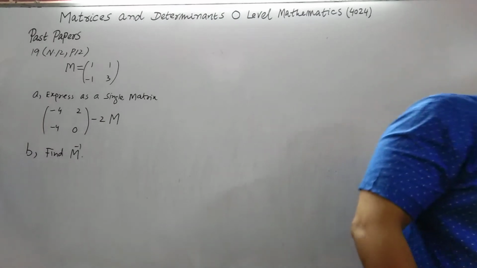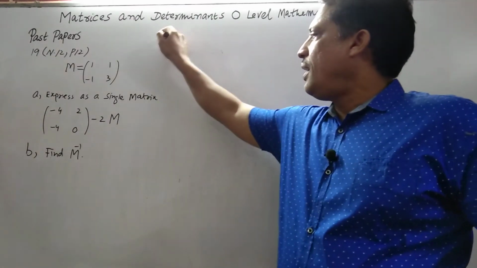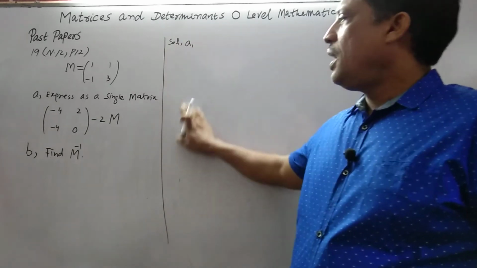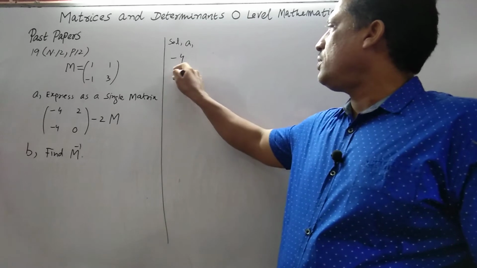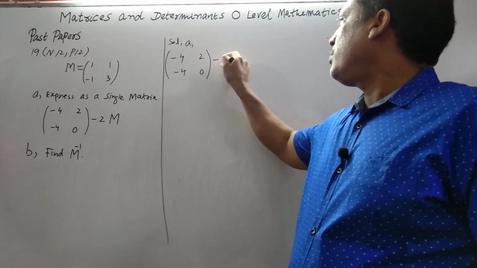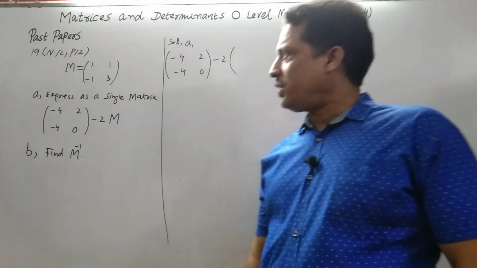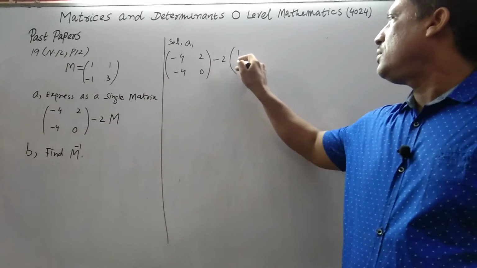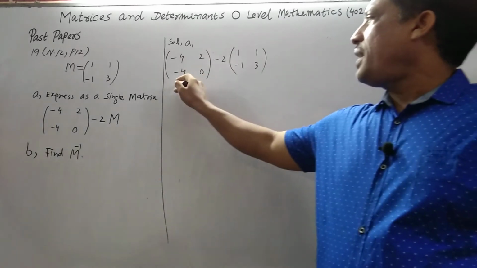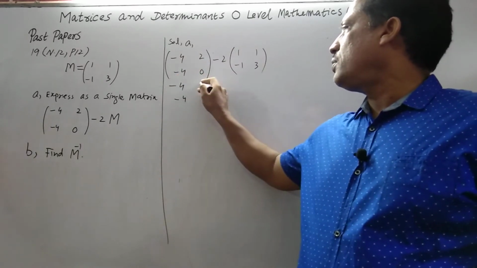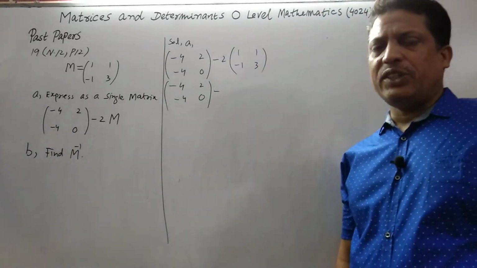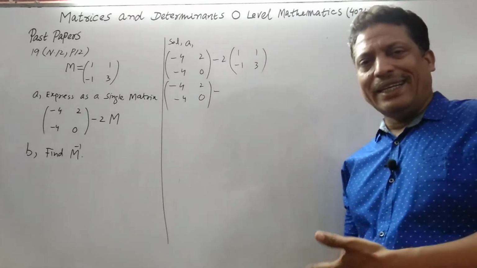Both are same. First, see the solution of part A. Part A is -4, 2, 0, -2 multiplied by M. M is what? M is 1, -1, 1, 3. So -4, 2, 0, -2. Again, first multiply by 2 to the matrix and then subtract in the next step.